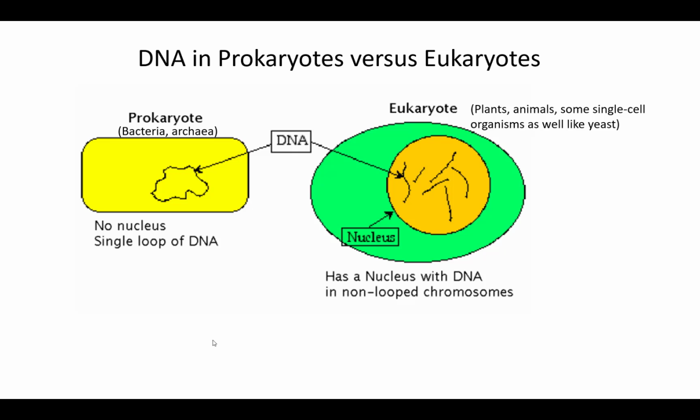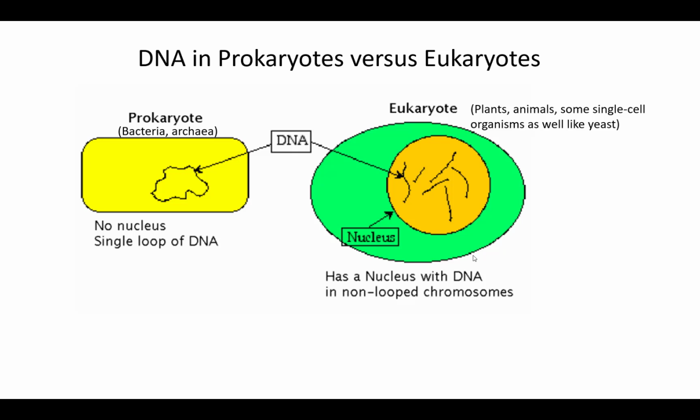These organisms are mostly single-cell organisms. They do not have a separate compartment for the DNA. They do not have a nucleus. And their DNA is found as a circular chromosome. Most of the time it's just one chromosome, but occasionally you can have multiple circular chromosomes.